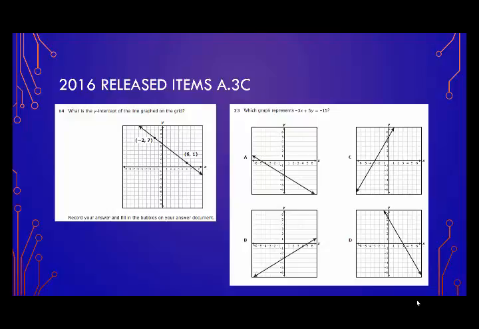So my wondering is, are we designing instruction that allows students to have multiple strategies for solving problems like this?